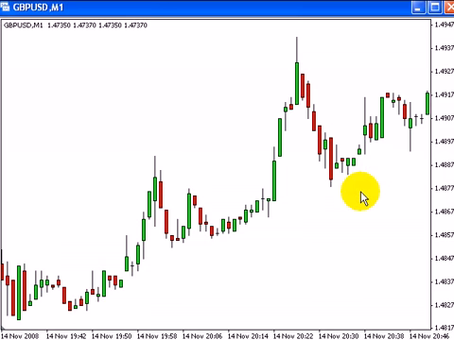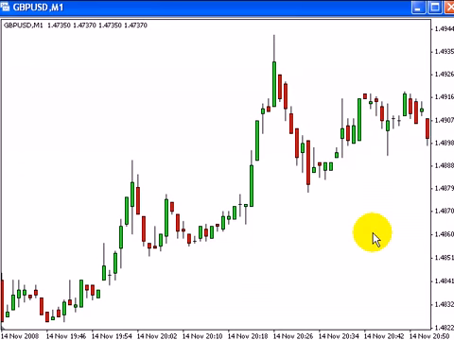There's my stop. I'm now looking for a tight entry, and my entry point will be anywhere within the area of this price action congestion here. Once again, for a trade in the long direction.